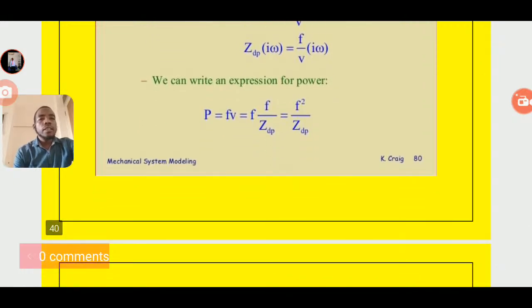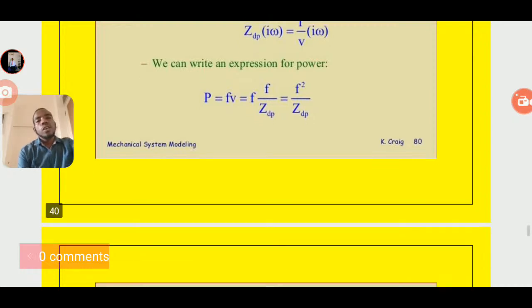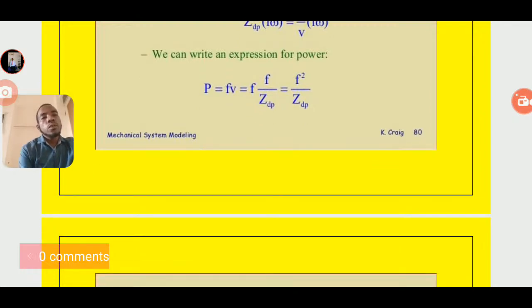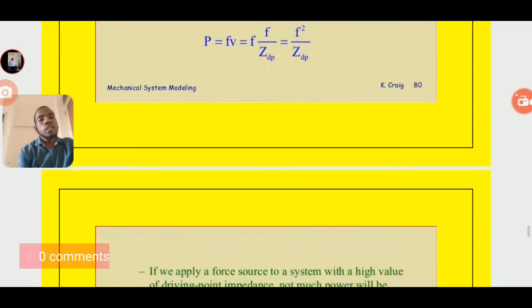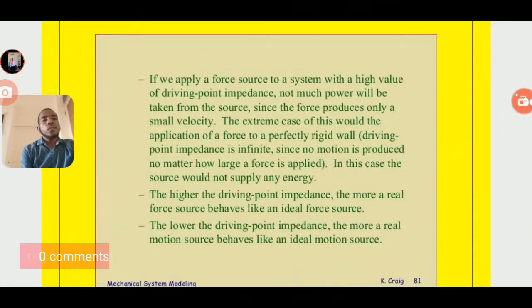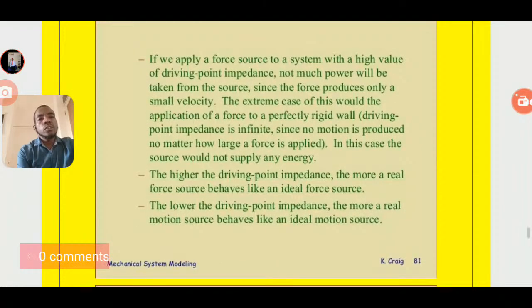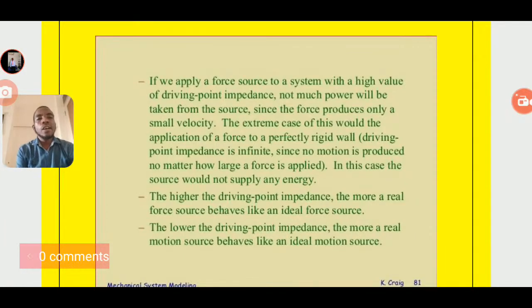We can write an expression for power: P is equal to F times V, where F is the force and V is the velocity. That means F times F over Z_DP, which is equal to F squared over Z_DP. So if we apply a force source to a system with a high value of driving point impedance, not much power will be taken from the source, since the force produces only a small velocity.